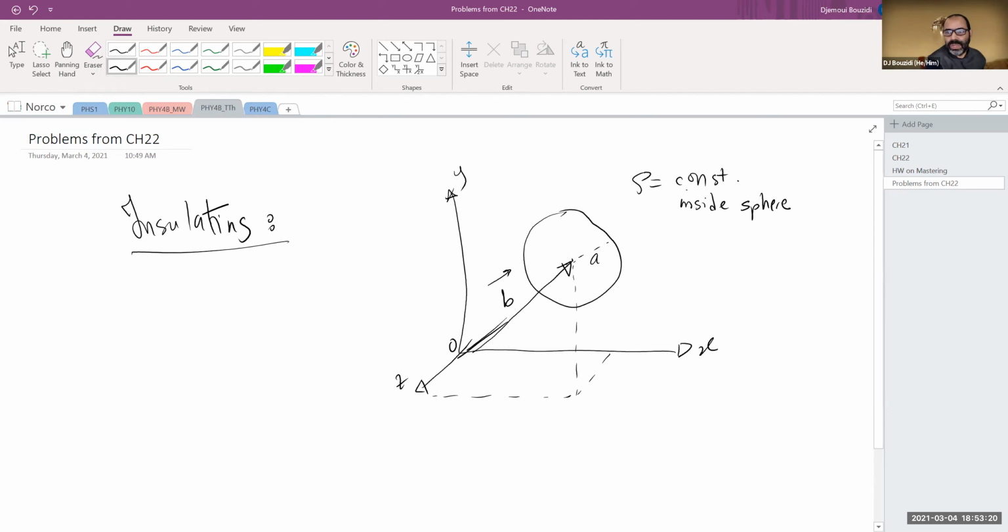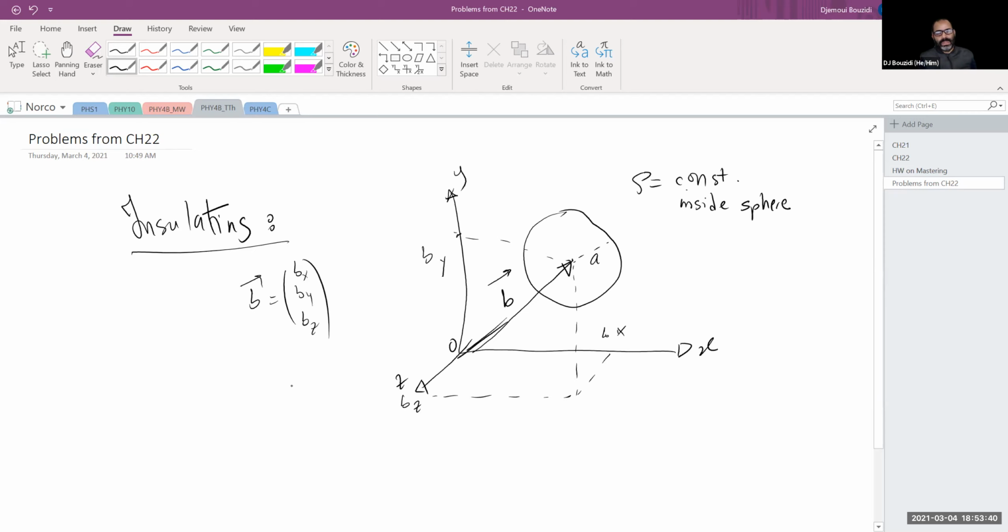So if you're curious about its projections, this is b sub y, this is b sub x, and this is b sub z. So it's a vector in space that is bx, by, and bz. Any numbers will do, as long as it's not 0. And show that the electric field E is what they want you to show.